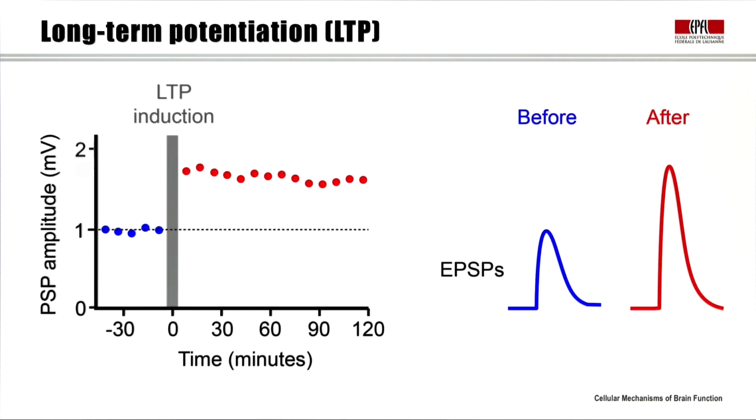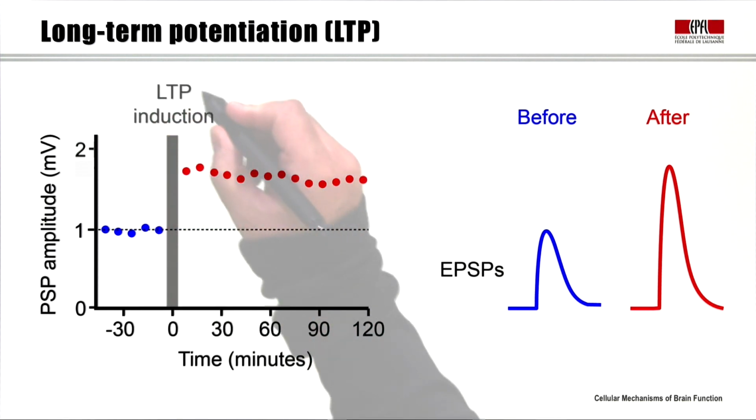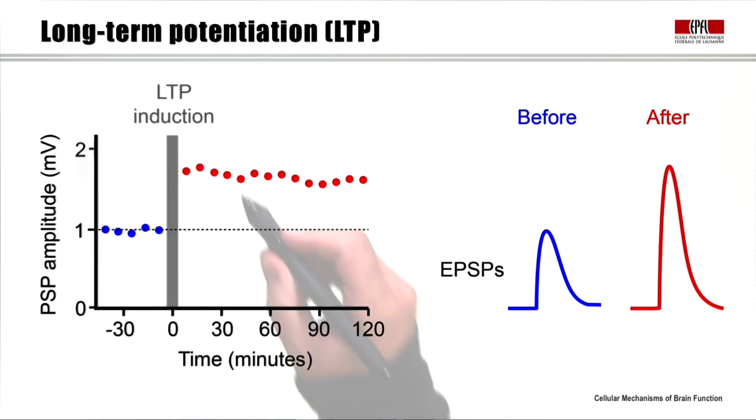Bliss and Lomo discovered long-term potentiation in the hippocampus. They found that if they stimulated axonal fibers and recorded synaptic potentials in the hippocampus, they could evoke a stable baseline where each time they stimulated some fibers, they would get excitatory postsynaptic potentials, release of glutamate, activating AMPA receptors primarily. They then made a LTP induction protocol.